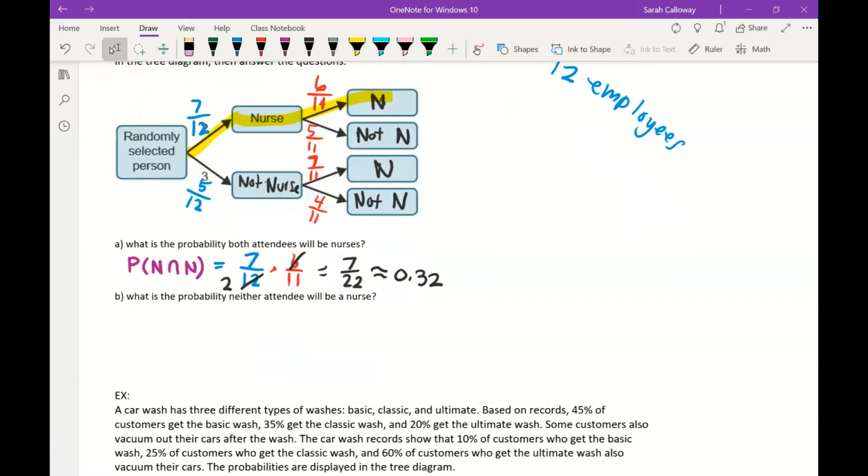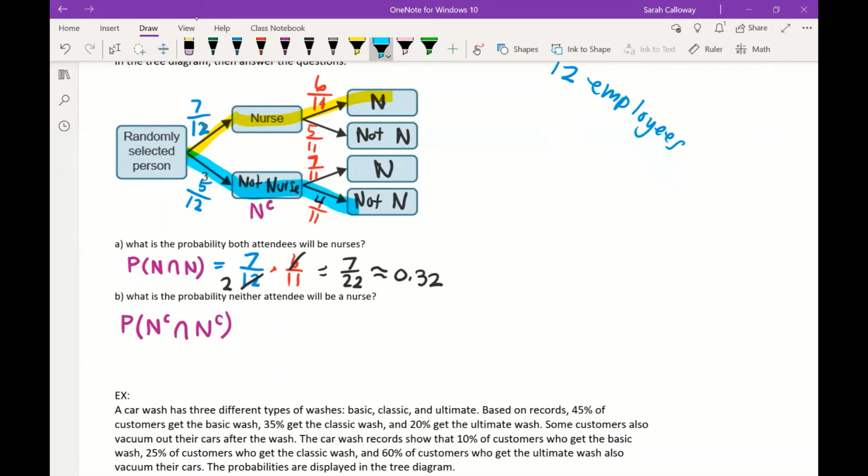Okay, and then the second one is asking, what is the probability neither attendee will be a nurse? Remember that not being a nurse is the complement of being a nurse. So I'm going to write it that way so that I don't have as much to write. So they want us to find the probability that it's not a nurse, and then the second person is also not a nurse. So that branch follows this way. So I'm going to do the probability that they're not a nurse times the probability that they're not a nurse given that they were first chosen not to be a nurse.